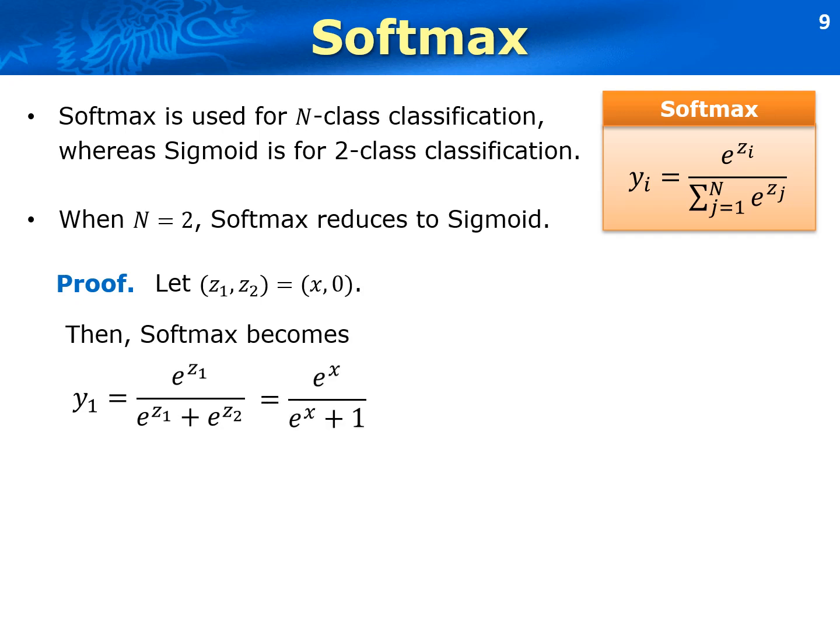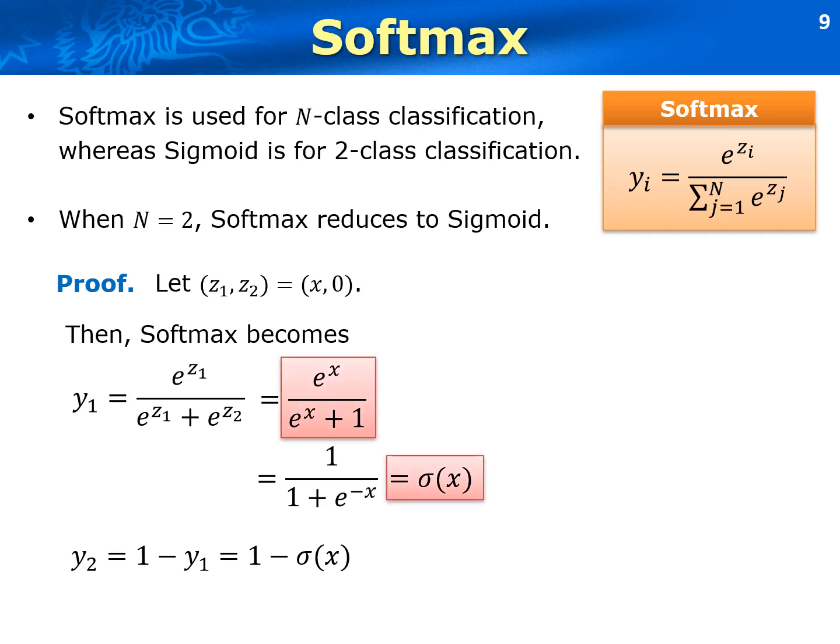Multiplying by e to the minus x on both denominator and numerator produces the sigmoid function. Then we can get y2 equals 1 minus sigmoid function. The proof of this result provides a new mathematical insight on generating the sigmoid function. We can see from this red equation that sigmoid is the quotient of 2 functions, e to the x and e to the x plus 1.